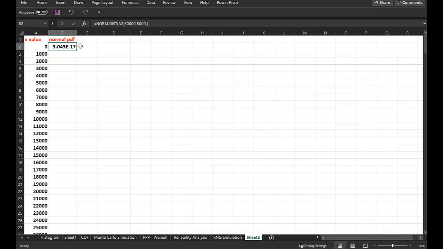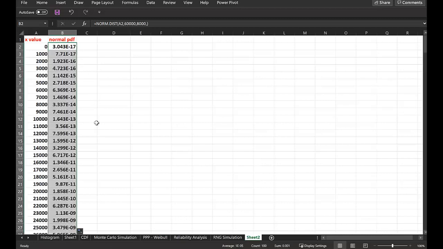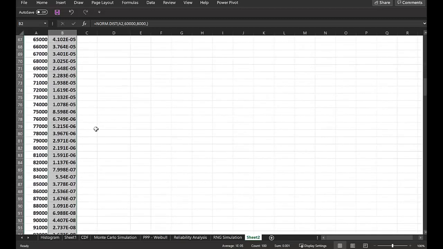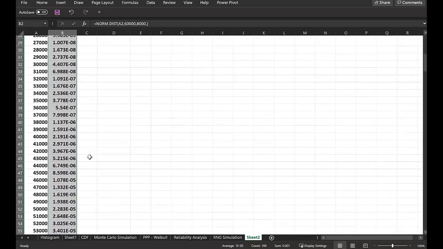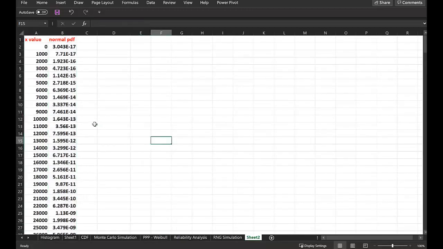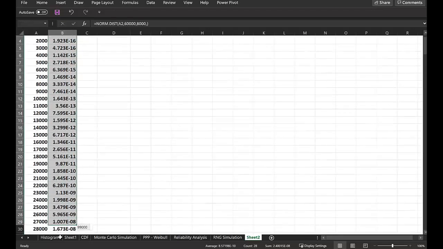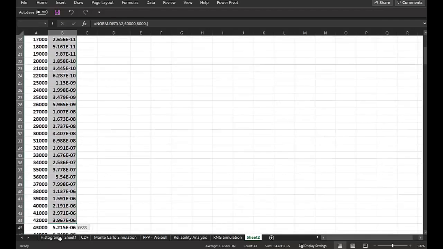So this is giving me the normal PDF when X is equal to 0. I can drag this. So this is giving me the normal PDF for different values of X. Now let us plot this value. We can also find, let us first plot and then we can discuss. So let's say go up to 100.